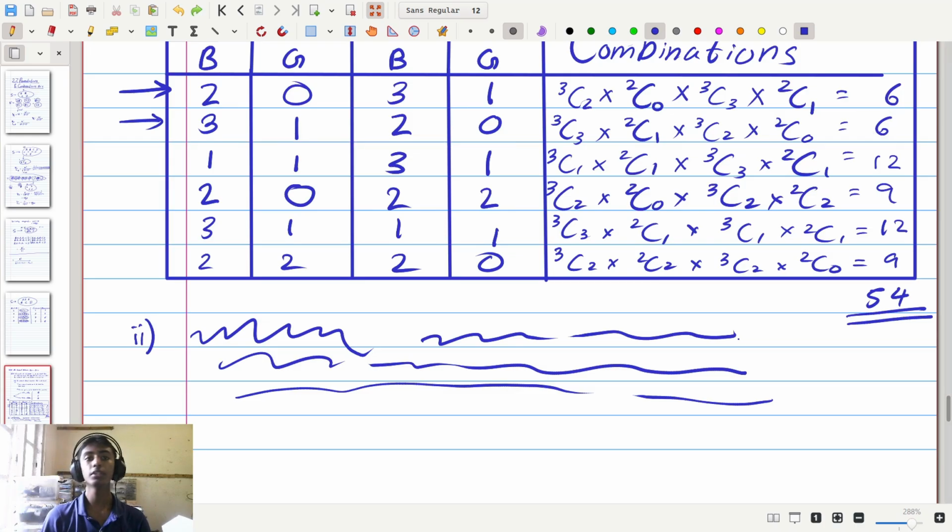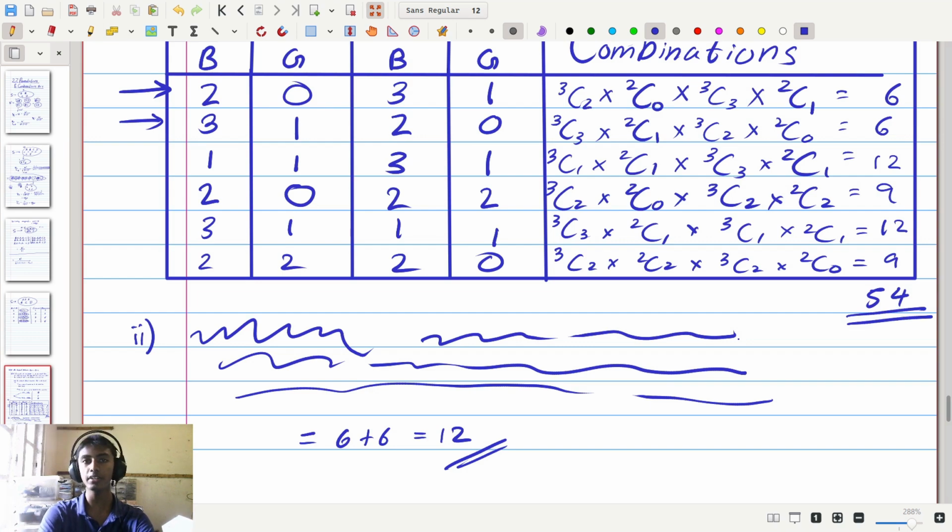So therefore, the total number of combinations of committees for which we have only 1 girl appointed is going to be the sum of these 2 options, which is going to be 6 total combinations for the first one, plus 6 total combinations for the second one. So our answer is going to be 6 plus 6, which is 12. So there we go, there's our answer.